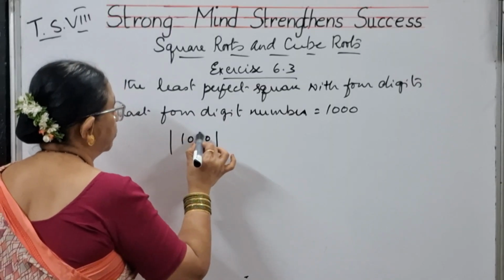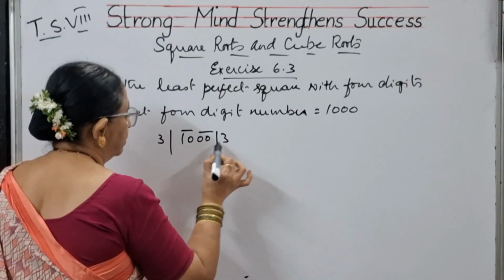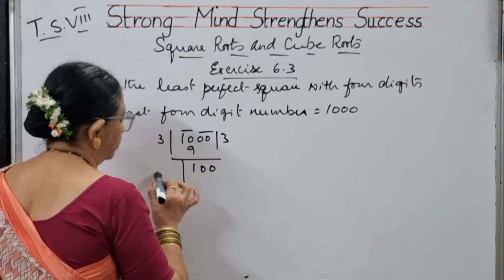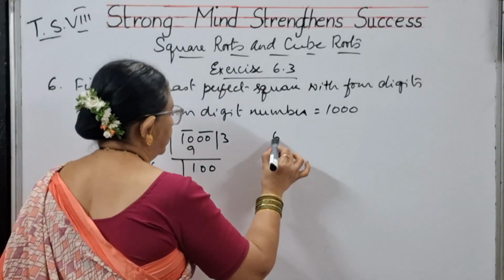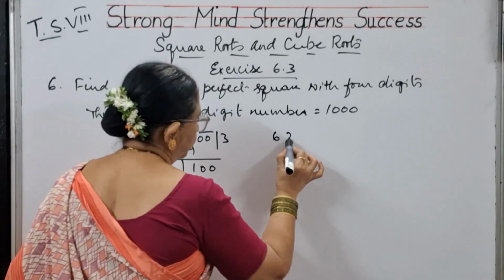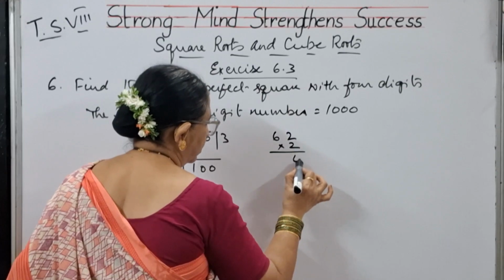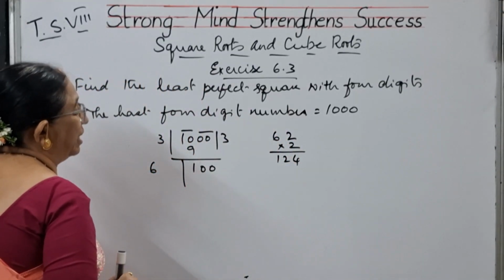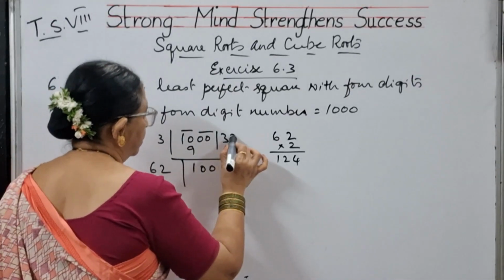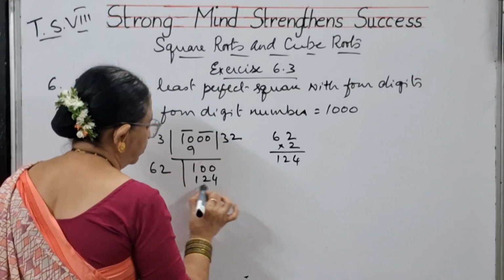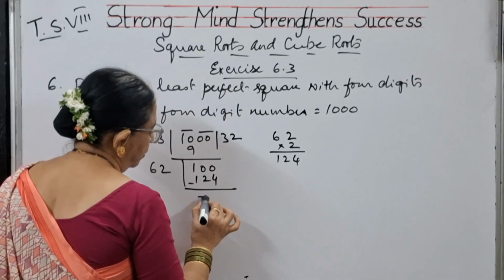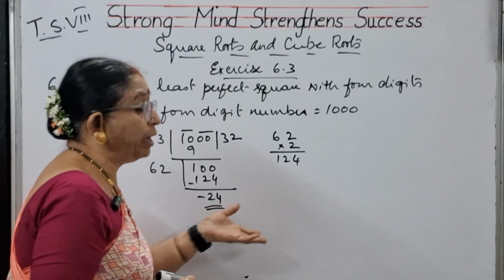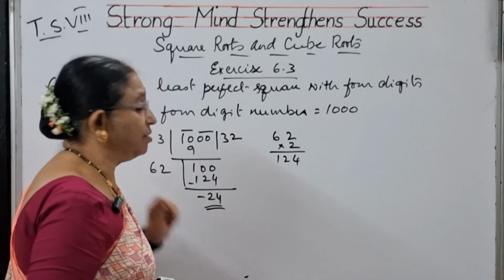So when you go for the square root, 3 threes are 9. You are getting 1 here, 0 0. So 3 twos are 6. 6 means 6. 2 twos are 4, 2 sixes are 12. 1s are very less. So let us take 2s are 124. So when you are subtracting, you are getting the answer as minus 24.